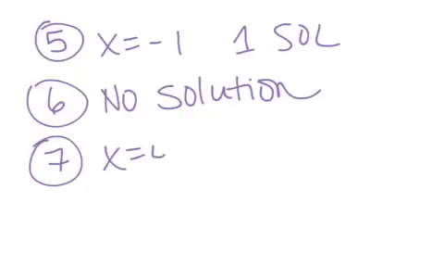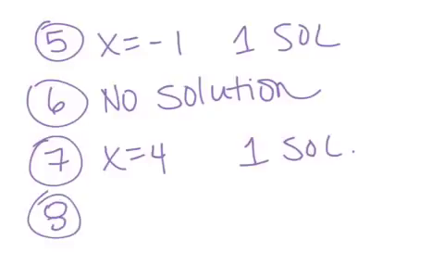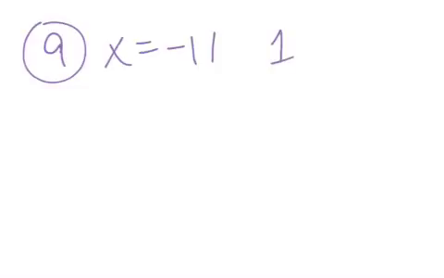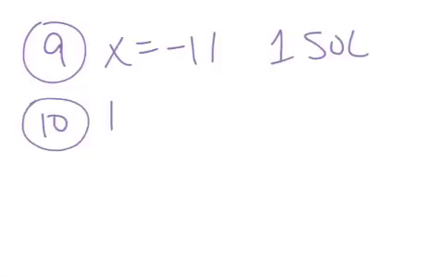Number 7 is x equals 4, so of course that means only 4 can be substituted in, so that's one solution. Number 8 is infinite. That means you had something identical on both sides of the equal sign. Number 9, x equals -11, which is one solution. And number 10 is no solution.